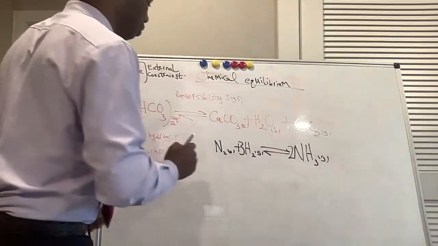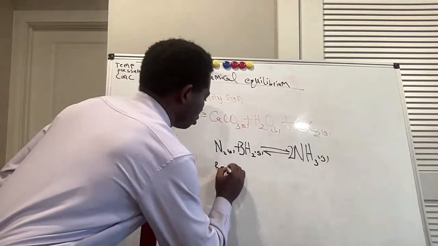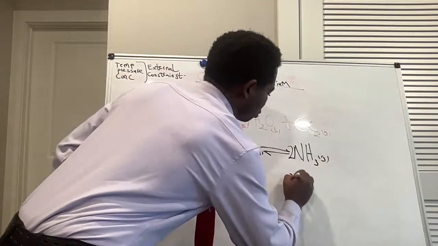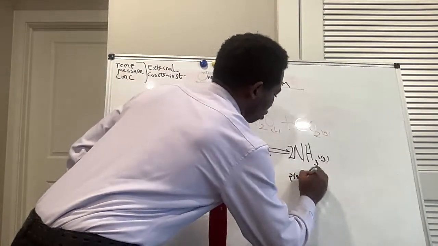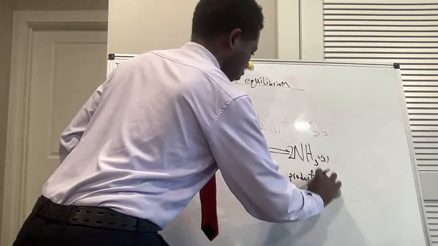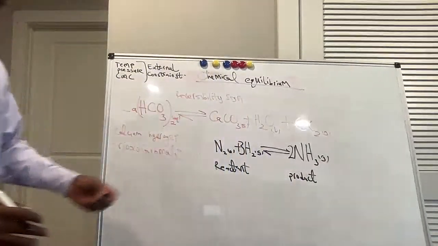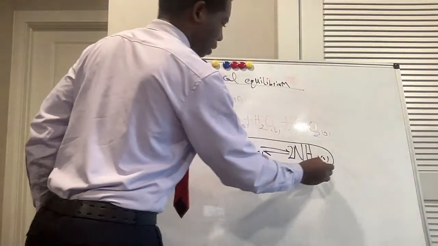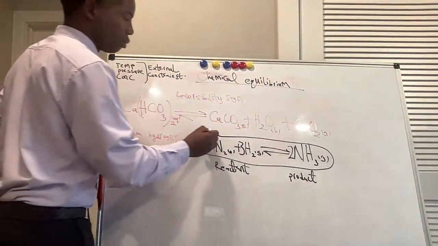The reaction is balanced. This is our reactant, and these are what? Product. These are our products. This is an example of a system at equilibrium. This is an example of a system at what? At equilibrium.